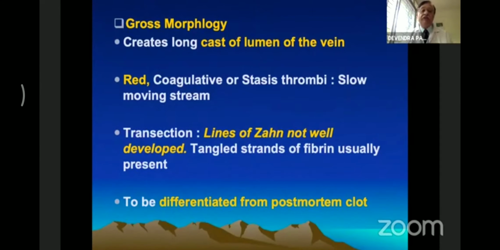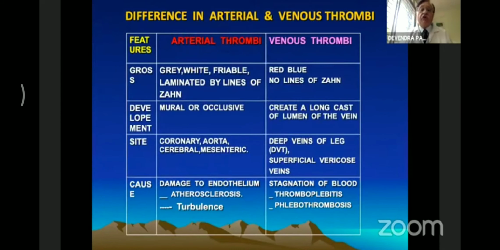Arterial thrombi have to be differentiated from venous thrombi, and venous thrombi from the post-mortem clot, the blood which has clotted after the person has died. These are very important examination questions. On gross examination, arterial thrombi are gray-white, friable, and laminated by lines of Zahn. Venous thrombi are red-blue, and lines of Zahn are absent. Arterial thrombi may be mural or occlusive, developing in the coronary, aorta, cerebral and mesenteric arteries. The deep veins of the leg are the favored site for venous thrombi.